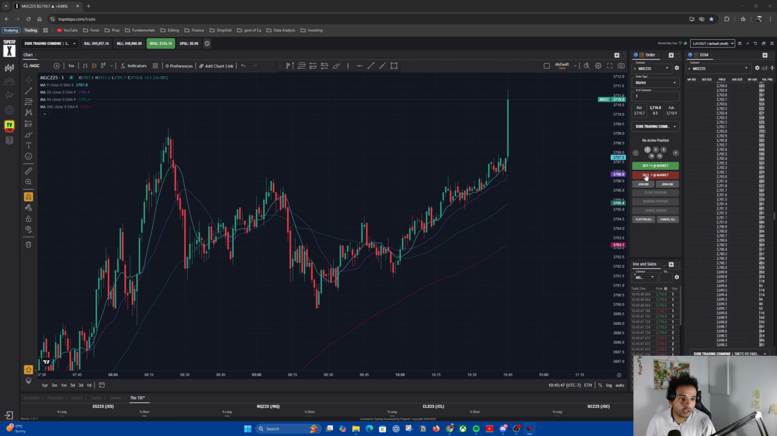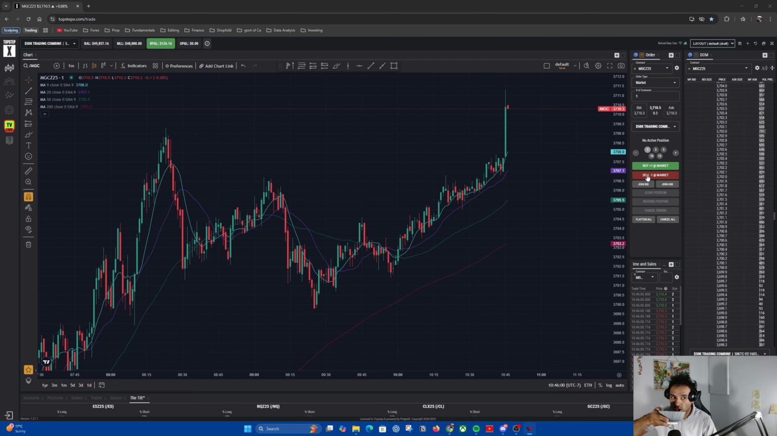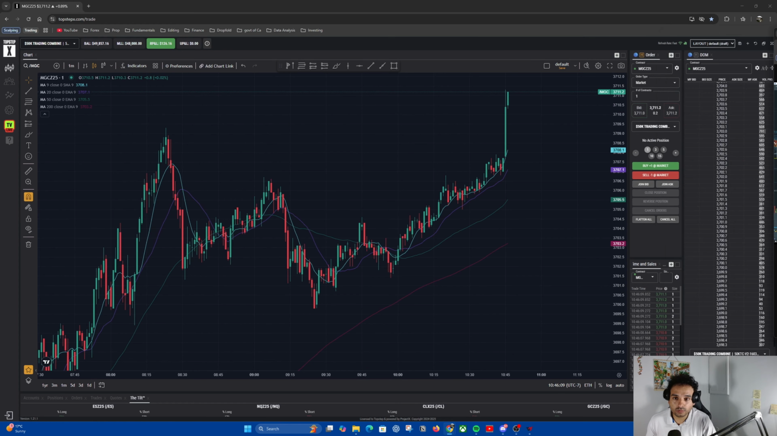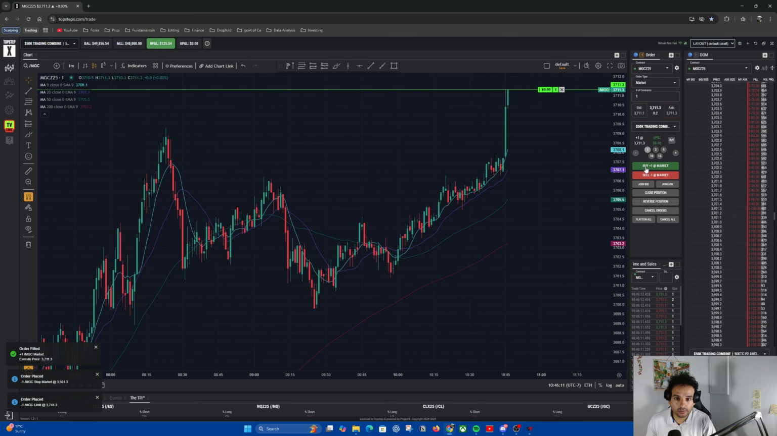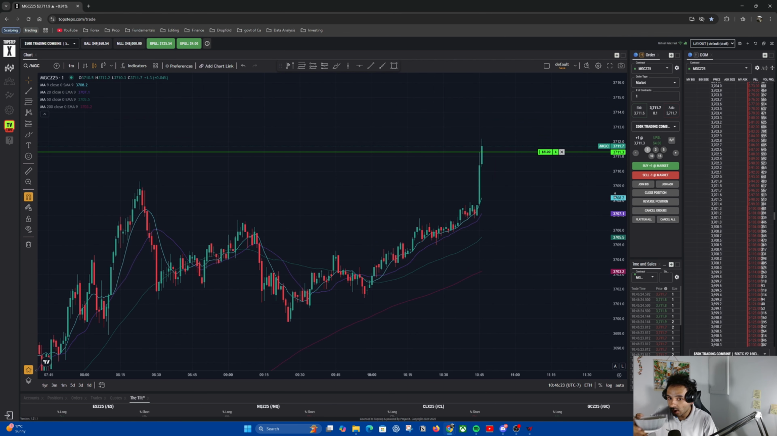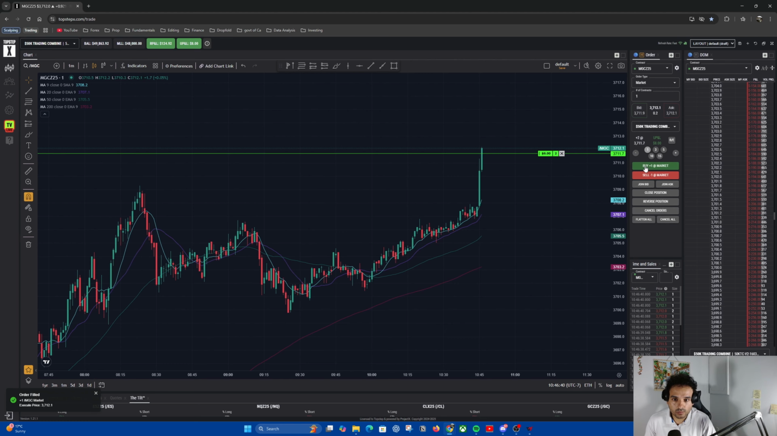Oh man, they bought up the whole level. I wanted to scalp here. Bought up the whole level. Watching this Bookmap, so now we'll buy. Order filled. We'll keep averaging till 10. That's what we'll do, and that's the way it goes. Order filled.